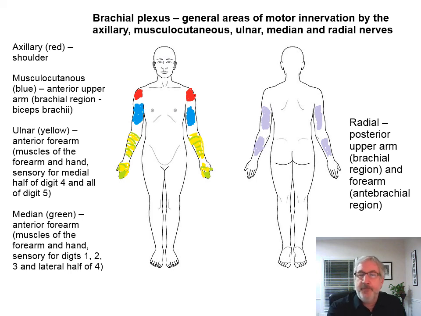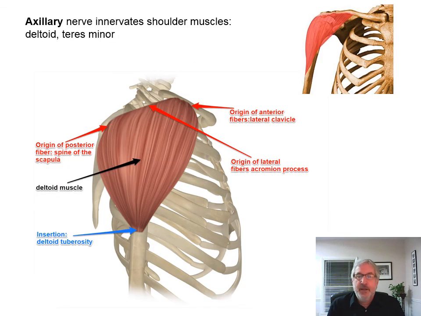And then you have the radial doing the backside. So you can use practice to use these figures and color them in for practice for yourselves. Next slide. These are just pictures of the muscles. So this is the axillary nerve, innervates the deltoid and the teres minor muscle.